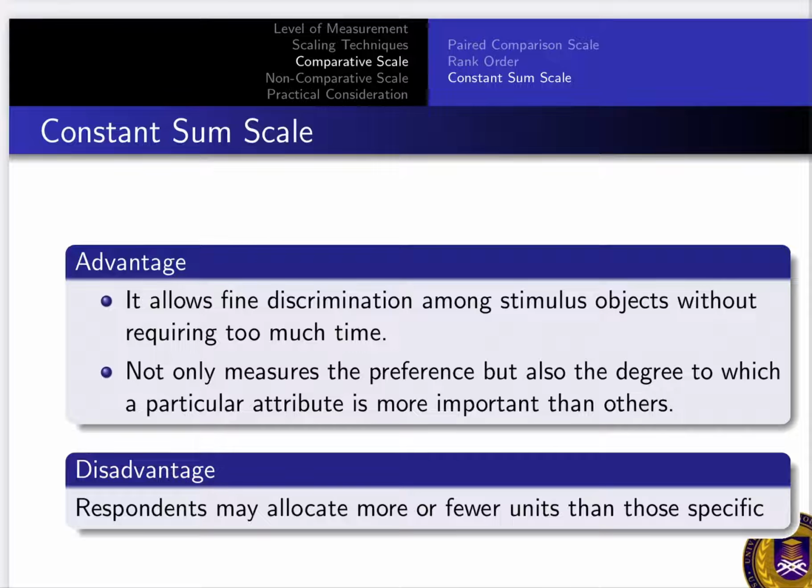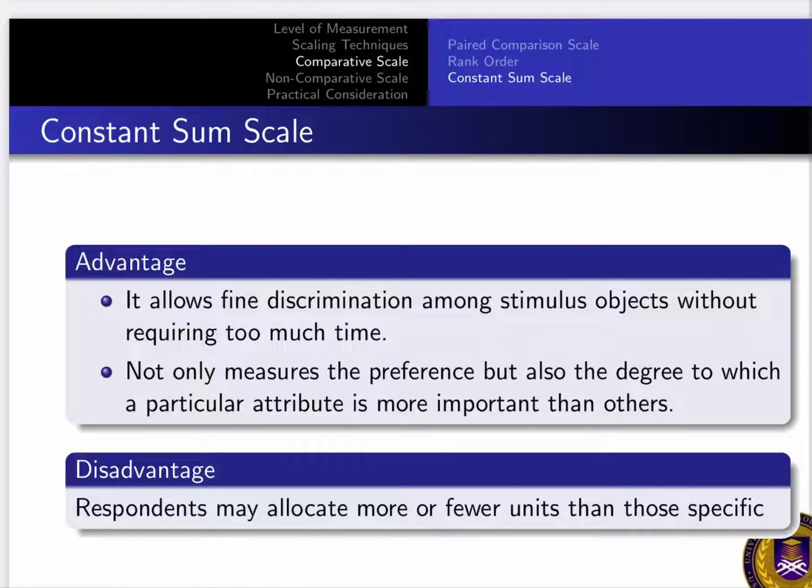Okay, so the advantage of the constant sum scale is that it allows fine discrimination among stimulus objects without requiring too much time. It not only measures the preference but also the degree to which a particular attribute is more important than others. So you can measure the degree to which a particular attribute is important compared to the others.